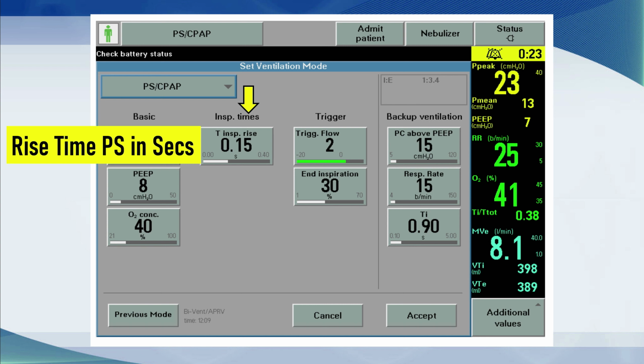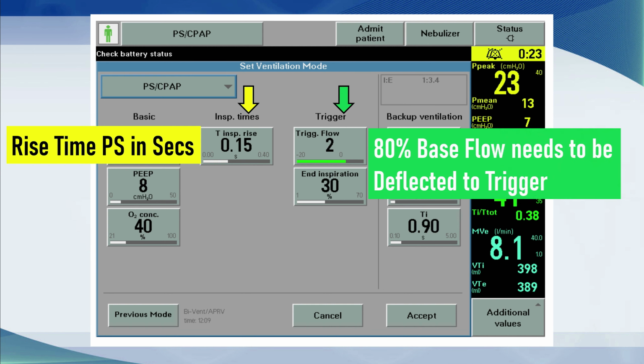Also worth noting on this is the trigger flow at 2. And just to remind you, when you set that at 2, it means that 80% of base flow needs to be deflected to trigger the vent. That's quite a significant trigger. So pretty tough on the patient.